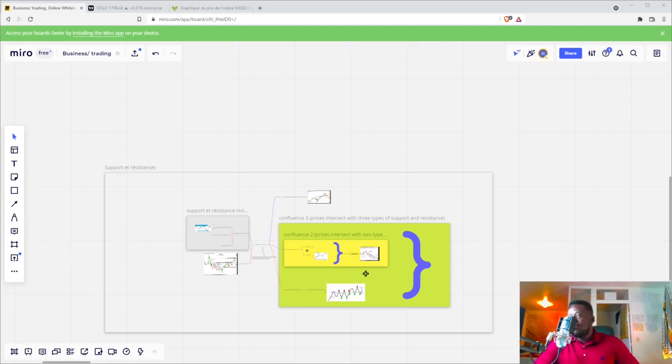I'm very happy to introduce you today some of the basic steps in trading. I just want to talk with you about support and resistance today. What is support and resistance, and what kind of support and resistance can you find inside your trading journey? Let's start with that right now.